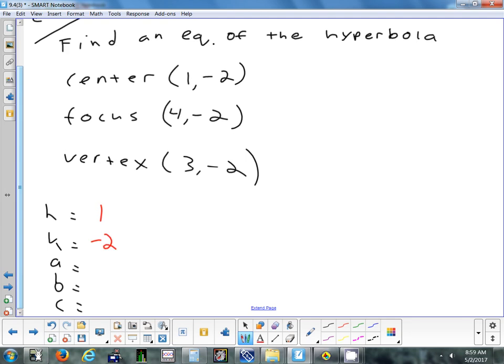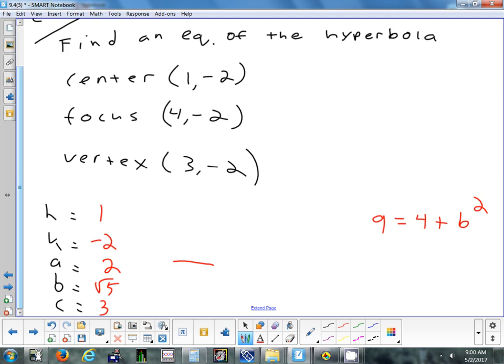And now a and c, we're going to do exactly the same thing we've done before. a is the distance from center to vertex. Well, the center and the vertex have the same y coordinates, which means they're at the same height. So all you have to do is look at the difference horizontally between them. What's the distance between the center and the vertex? 2. What's the distance between the center and the focus? 3. Yep. And then we can find b. c squared equals a squared plus b squared. Square root of 5. Yep.